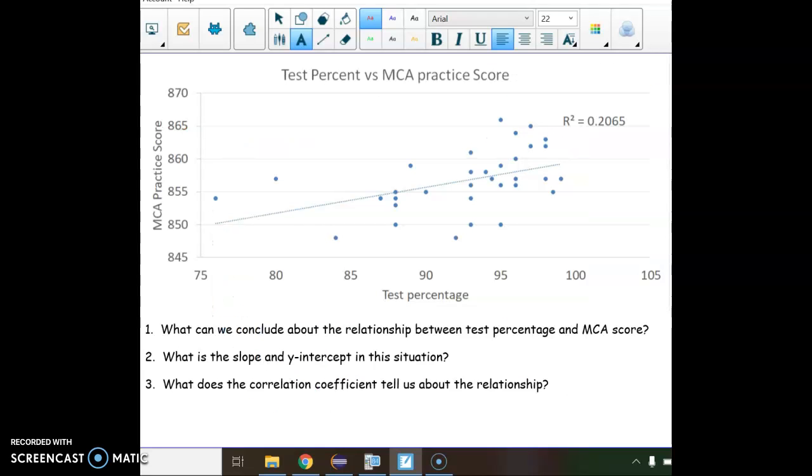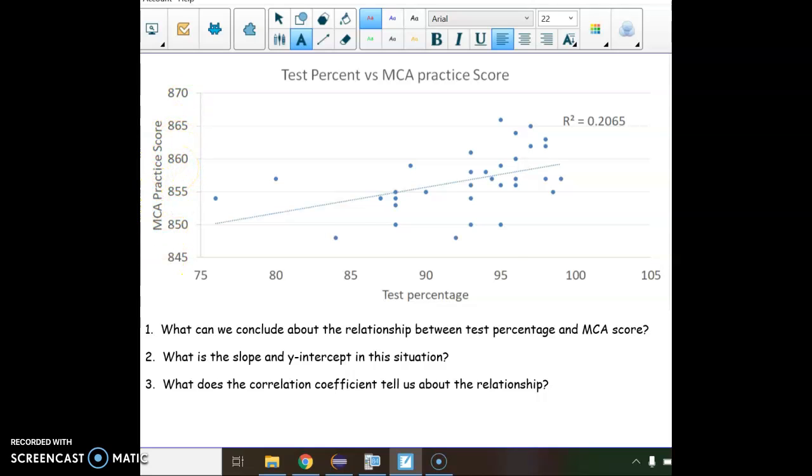Okay, so back when I was teaching in the middle school, I tried to figure out what would predict how well a student would do on the MCA. So on this scatter plot, you see a student's test percentage, their average percent in class, right? And then what they got on this practice MCA test.